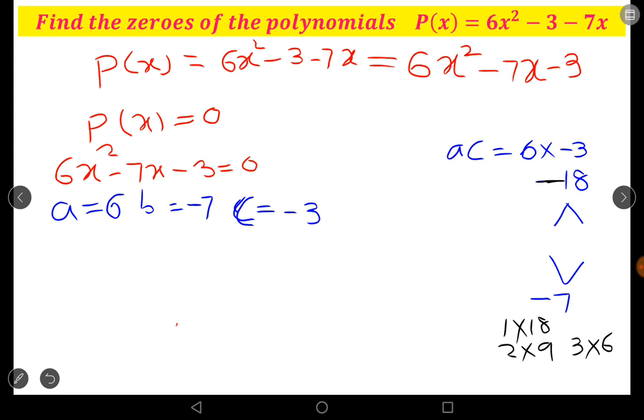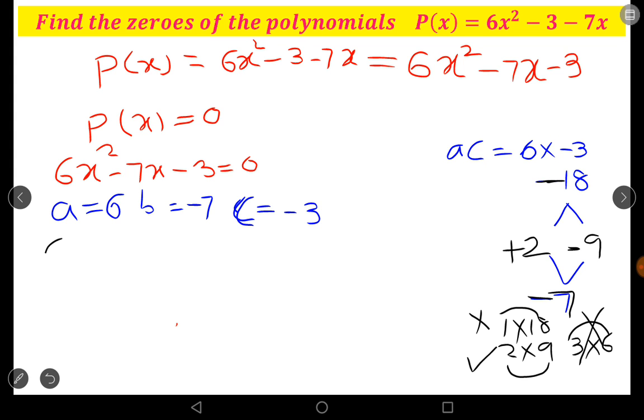So 18 minus 1, 17. Wrong. 6 minus 3, 3. This one is also wrong. 9 minus 2, 7. This one is correct. So one is 2, one is 9. What is the positive number? What is the negative number? To get minus 7, the bigger number 9 is negative, the smaller number 2 is positive.